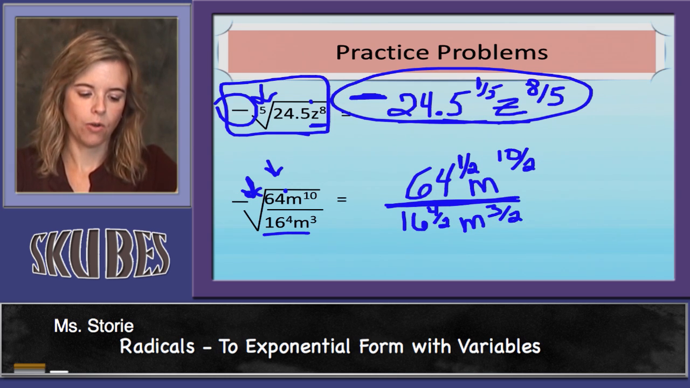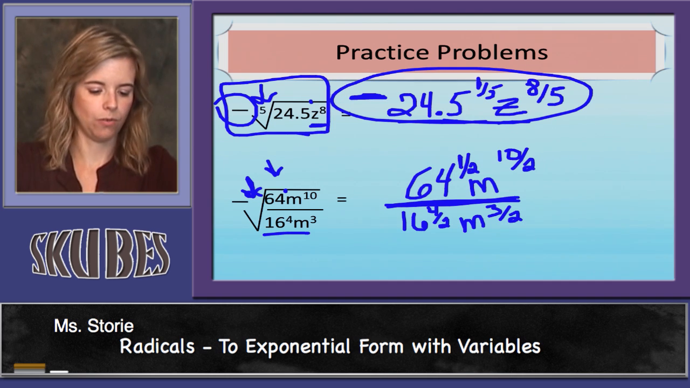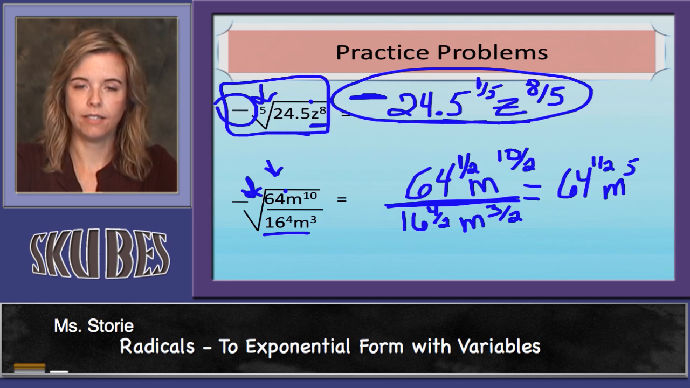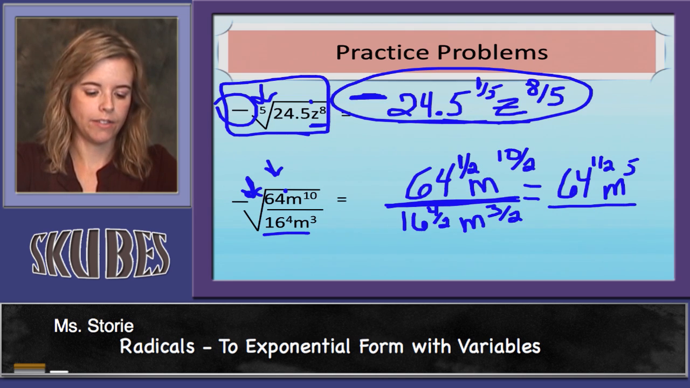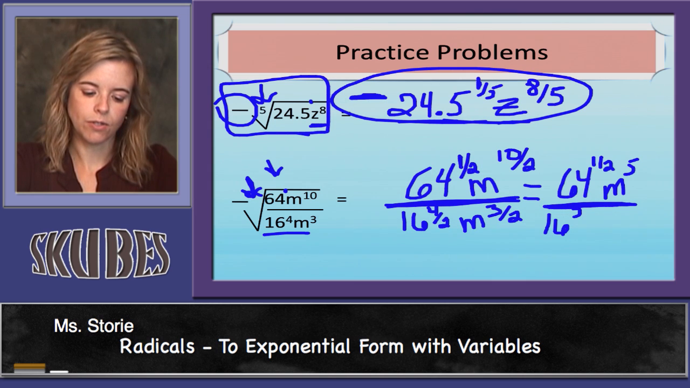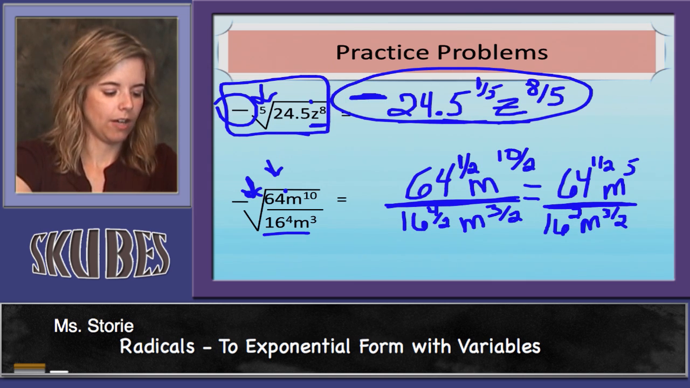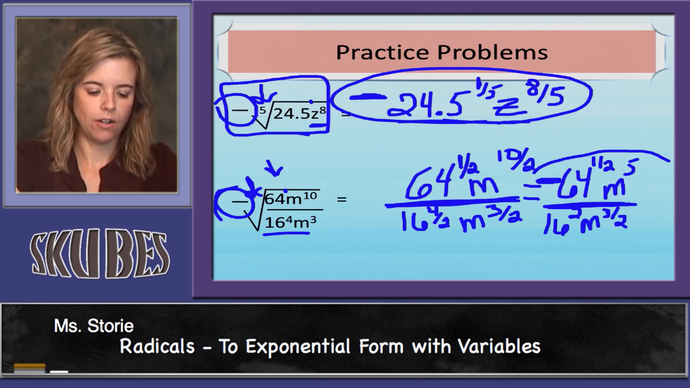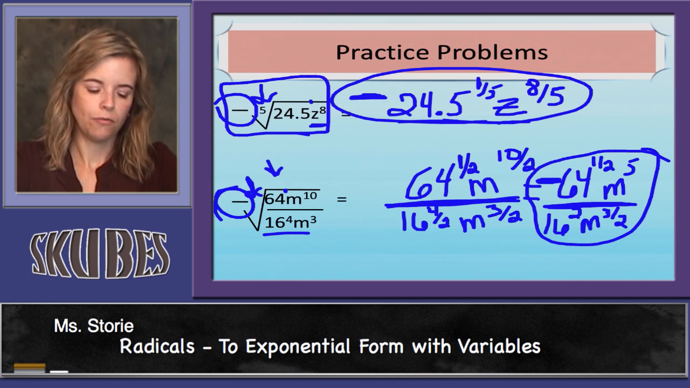If you notice though, m to the 10 over 2 can be reduced. So can 16 to the 4 over 2. If we reduce it, we end up with 64 to the 1/2, and then we have m to the 5th because 10 divided by 2 is 5. On the denominator, you've got 16, 4 divided by 2 is 2, so it's 16 squared, times m to the 3/2. You've got the negative sign, so it needs to go into your answer as well. So here is your exponential form for the radical.